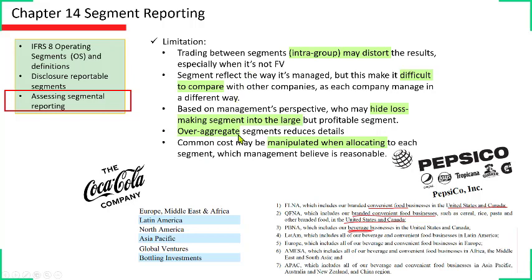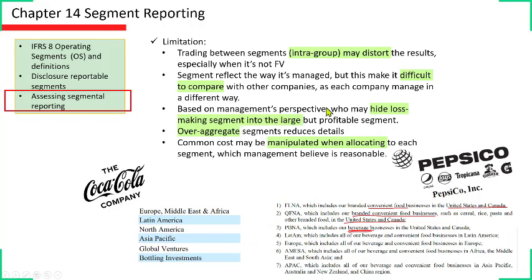So of course the segment reporting has limitations. For example, the trading between segments may distort the result, especially when it's not done in a fair way, not at arm's length. And segments reflect the way the business is managed, but that makes it difficult to compare. So for Coca-Cola and Pepsi, although they are like 90% similar companies, as you can see, it's difficult to compare, because they manage the business so differently, partially by product and partially by region. So that makes it difficult to compare.